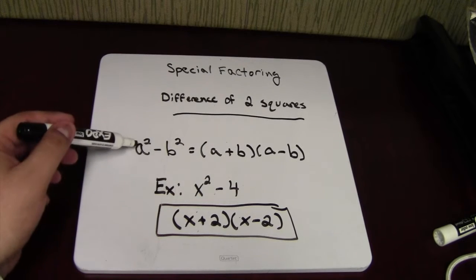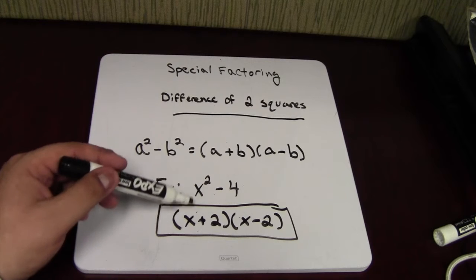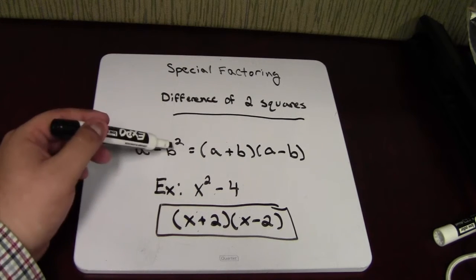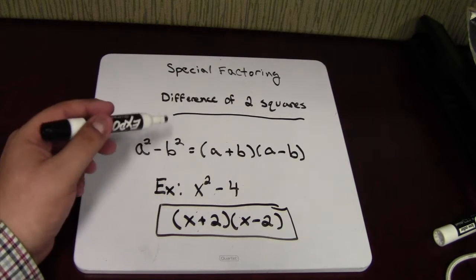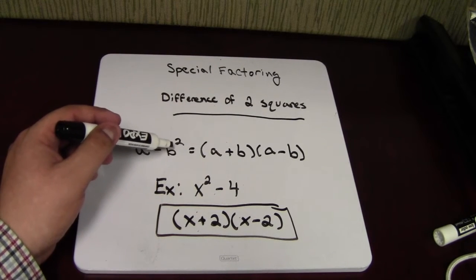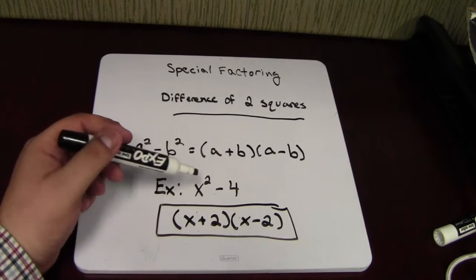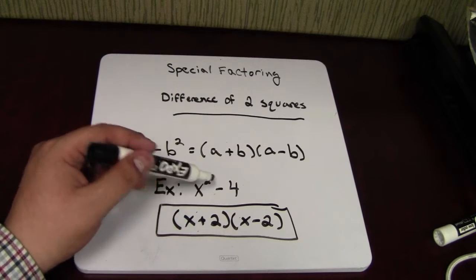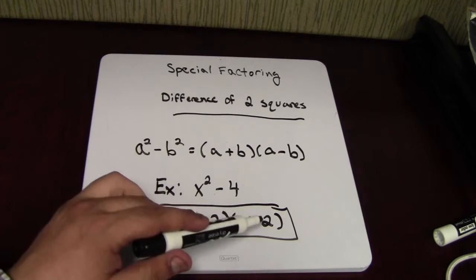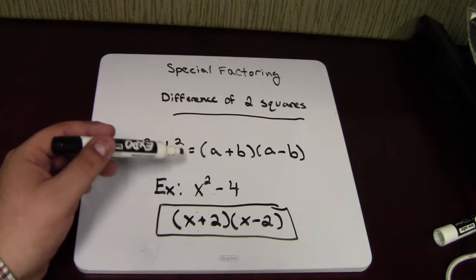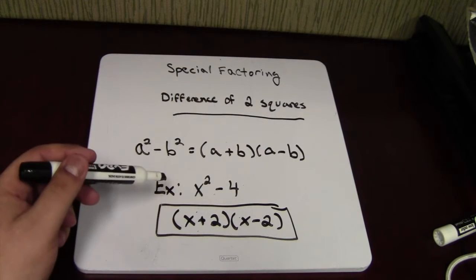Notice that x squared in this case is a squared. So that means that a is just x. And then notice here that this is also a perfect square, this 4. So 4 we can say is b squared, which means b would be 2, because 2 squared is 4. So I can factor this down to x plus 2 and x minus 2. And in fact, if I FOIL this back out, you will see that we get back this particular polynomial here.